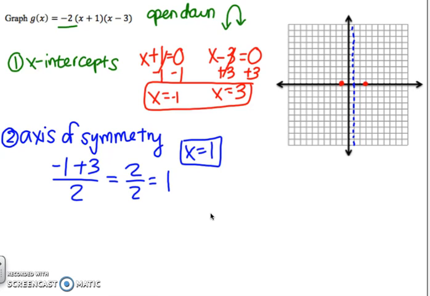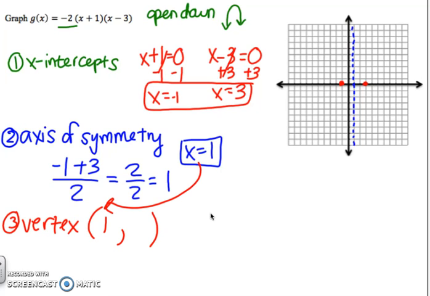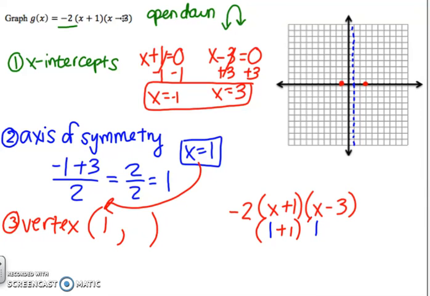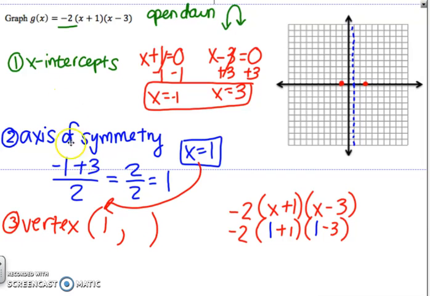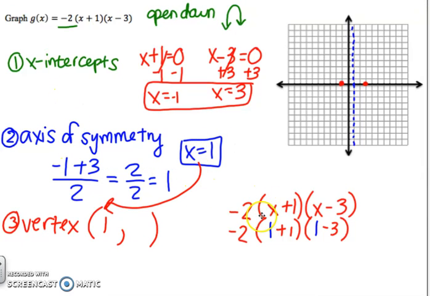Okay? And then the third thing is to find your vertex. The good news is you already have the x coordinate because it is right there, but you need to plug in 1 into this equation up here to find your y value. So let me rewrite the equation so you can see what's happening. So this was our equation, and I'm going to put 1 in for those x's. And don't forget about that -2.